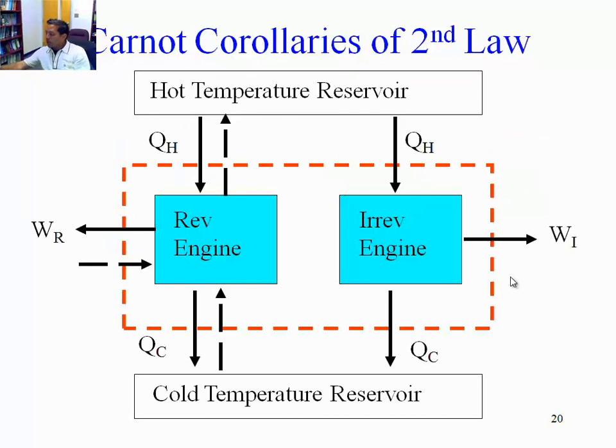So this basically means you had a hot temperature reservoir, you have a cold temperature reservoir, and you have 2 engines, 2 heat engines. One that's reversible, which basically means that it can do exactly the opposite with the same amount of effort, but in reverse.